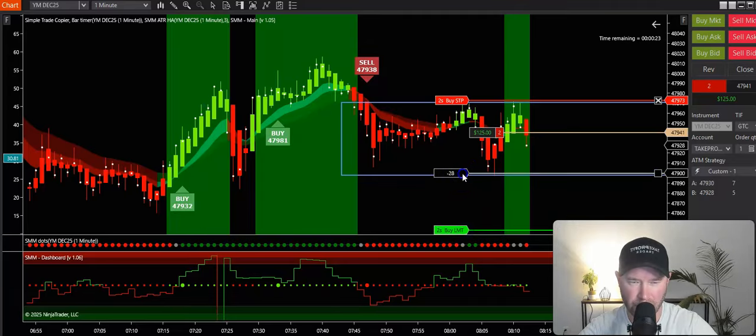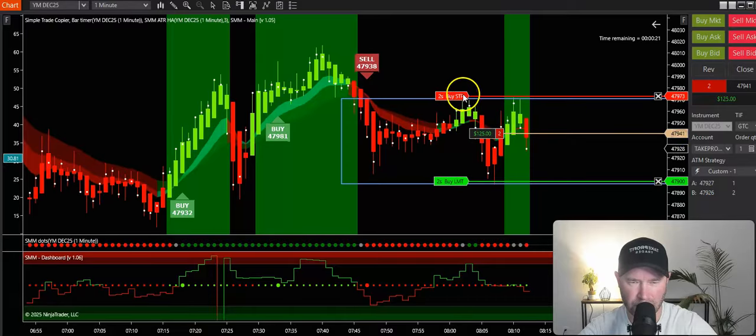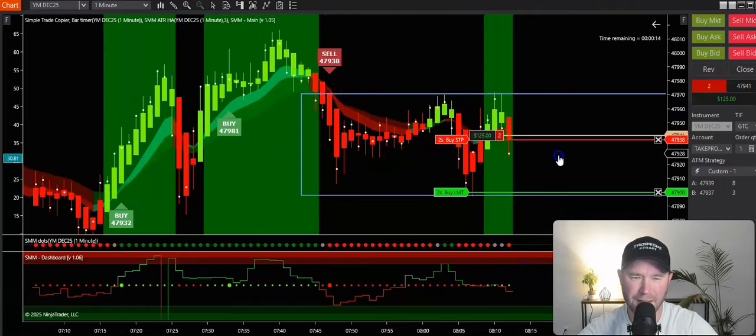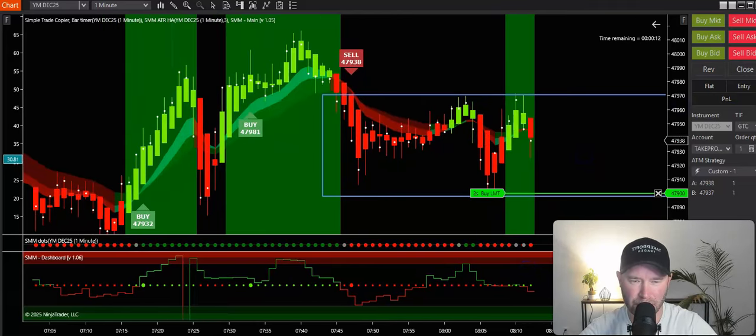Let's see if we come down and we hit this level. I'm going to get out of this. Of course, I got to now secure my stop loss to break even. Come on, can we get some money back this morning?